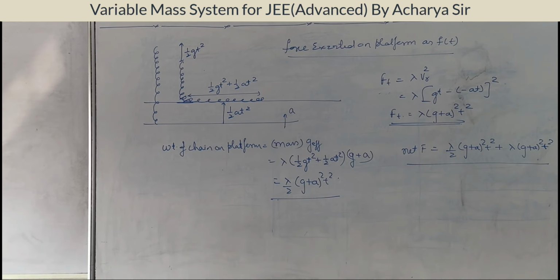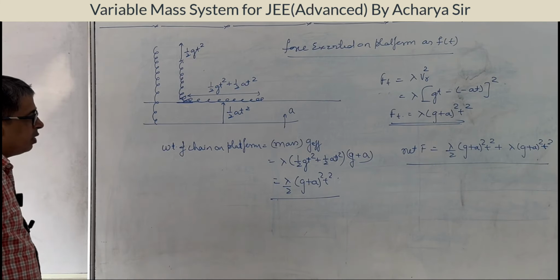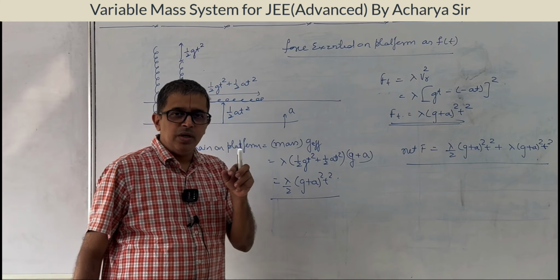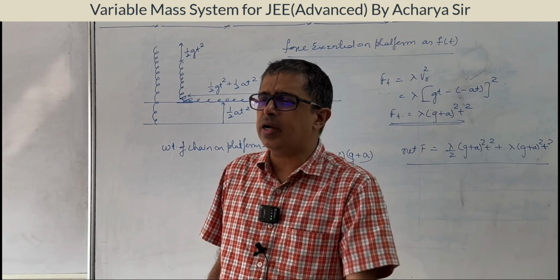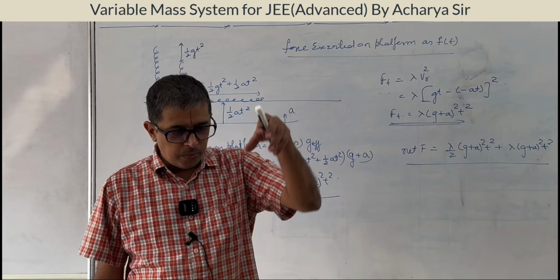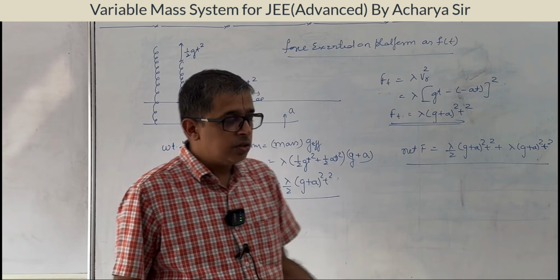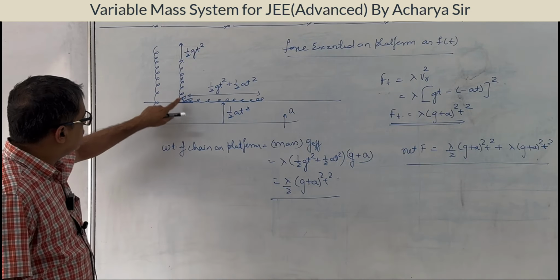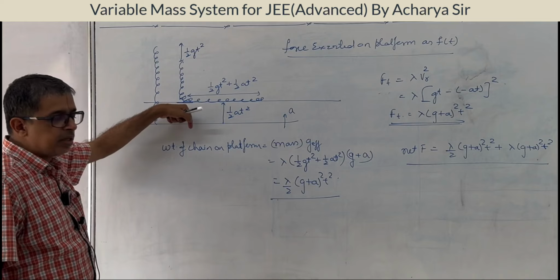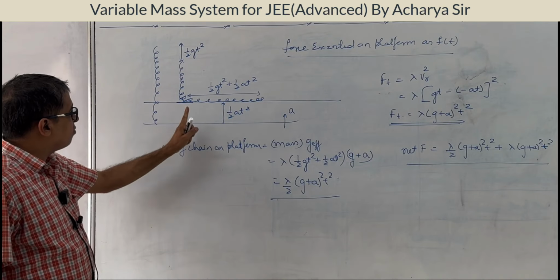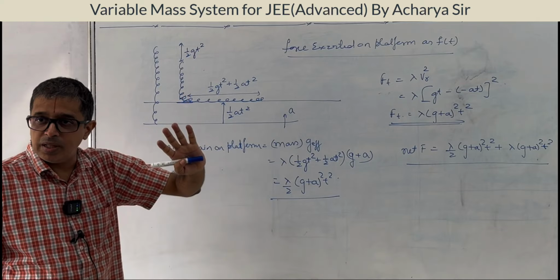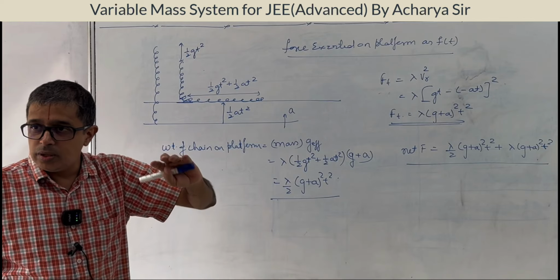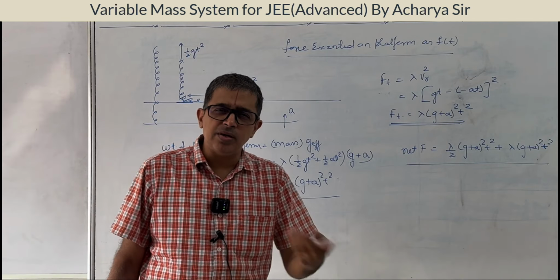Take it down till here, I'll make it a bit simpler. Now in this set of problems, the direction of the force exerted by the chain was never a doubt to anyone. A chain is falling on the ground. The chain exerts a force on the ground in the downward direction. The platform exerts a force on the chain in the upward direction. That's never a trouble.